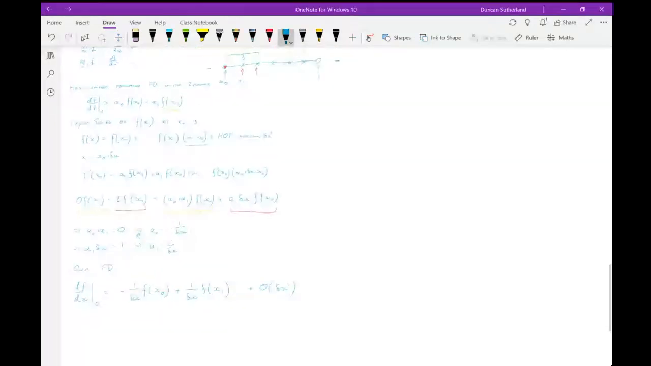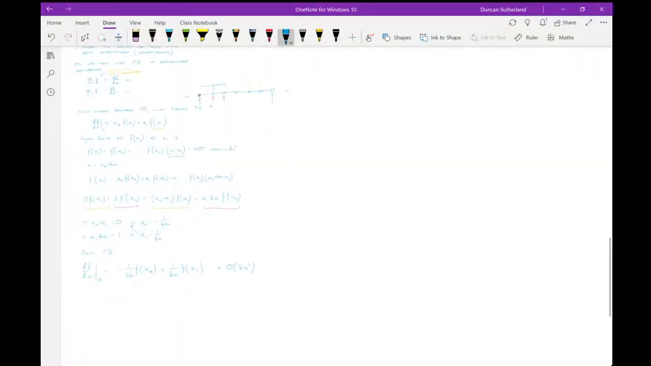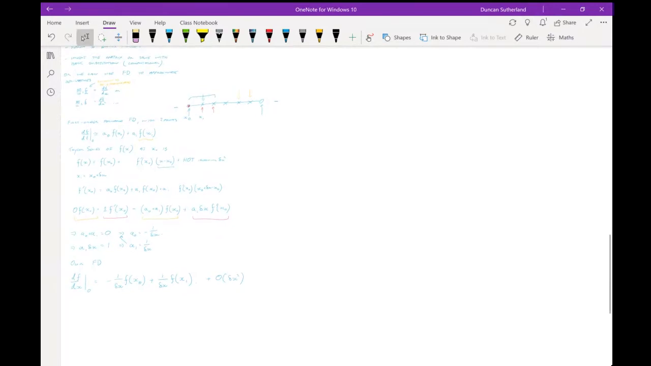So hopefully that outlines how all of these schemes are generated. Now, I personally find working out these schemes to be quite entertaining.